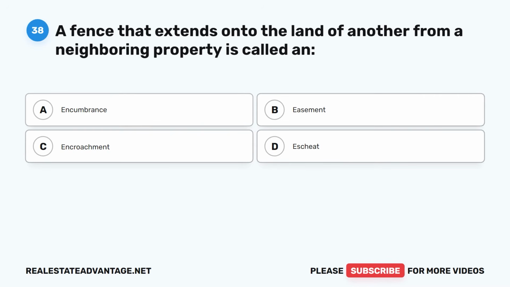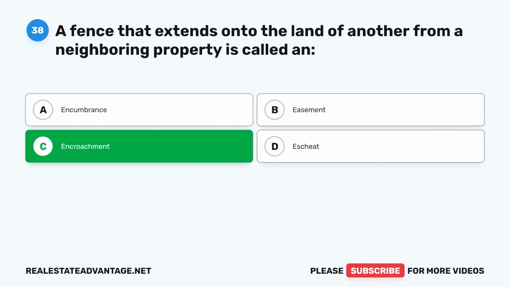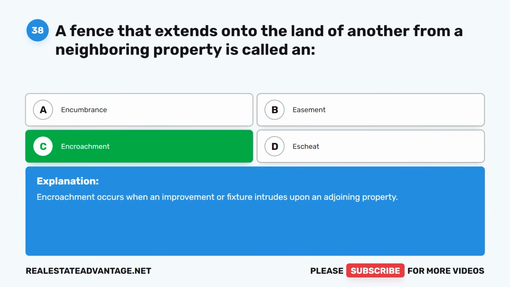A. Easement, C. Encroachment, D. Escheat. The correct answer is C. Encroachment. Encroachment occurs when an improvement or fixture intrudes upon an adjoining property.